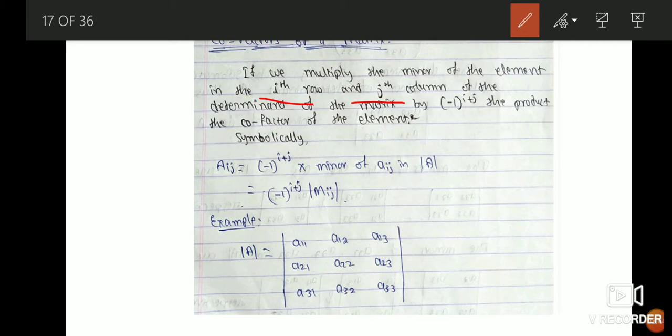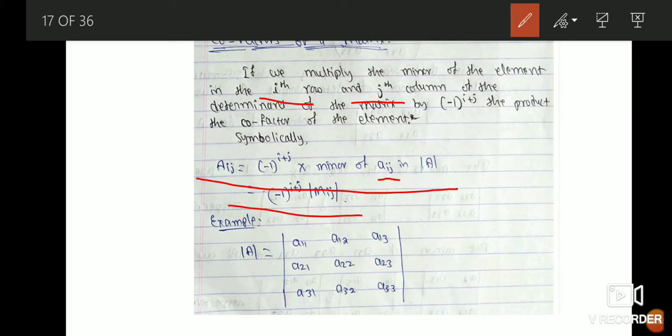So in general, this is the rule. The cofactor of the matrix, capital Aij, equals (-1) to the power i plus j into the minor of aij. Here aij is the small aij that we discussed in the previous section. Then this is the minor of the matrix.